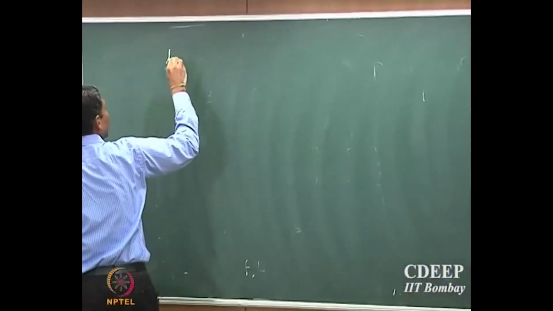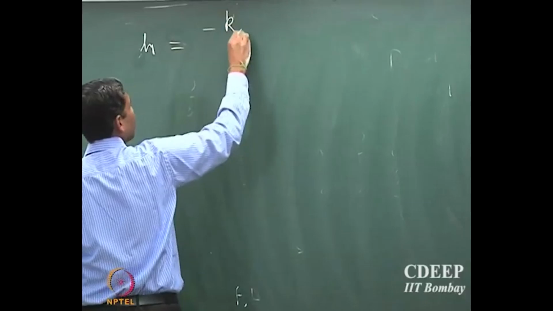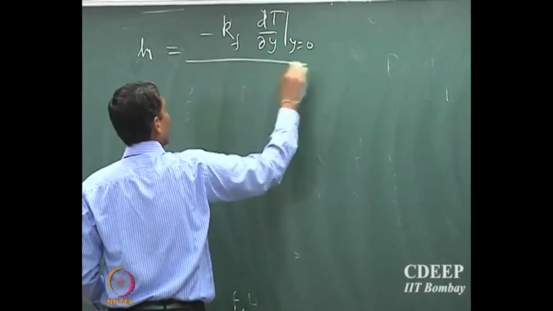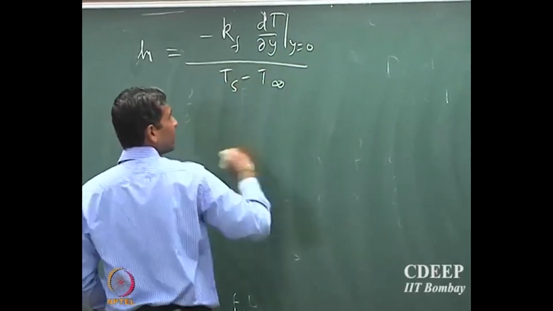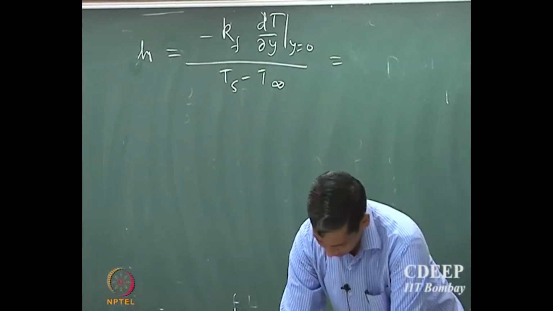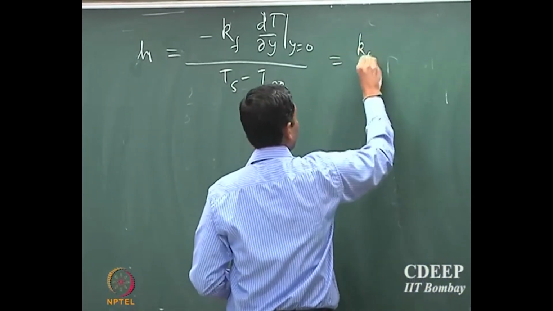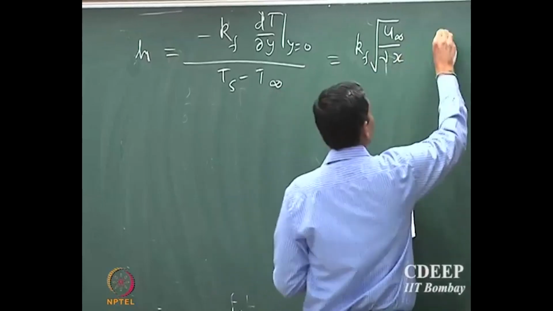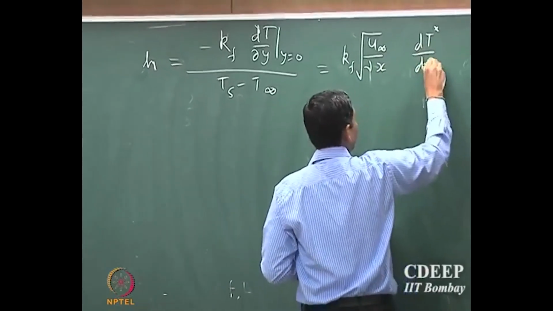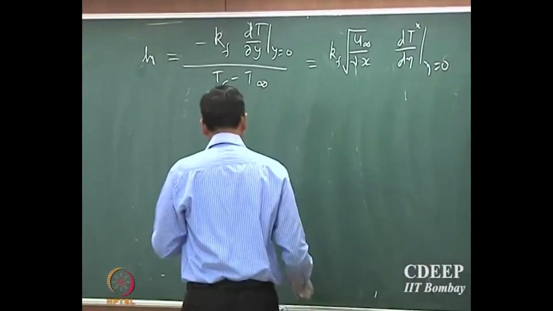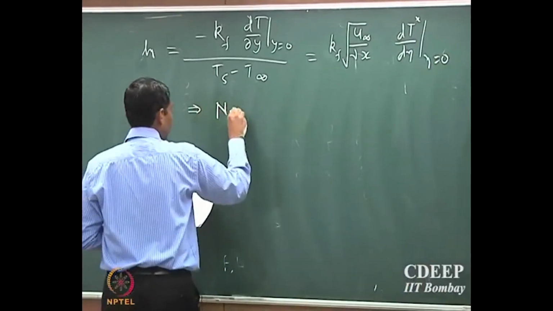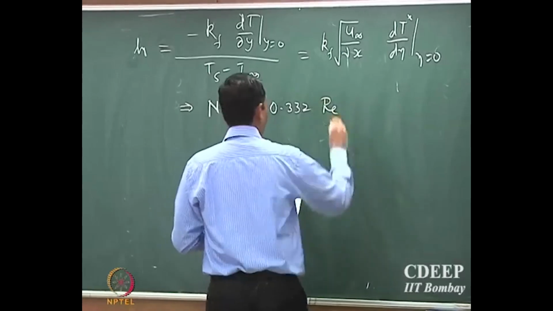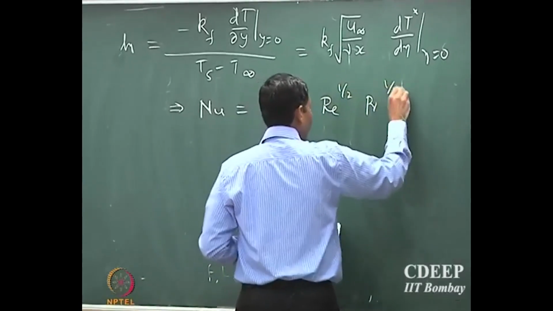So the heat transport coefficient is minus k dT/dy at y equal to 0 divided by Ts minus T infinity. So we introduce all the scaling, and that will turn out to be Kf into square root of u infinity by mu into x into dT star by d eta at eta equal to 0. And so from here you will find that the Nusselt number is equal to 0.332 Reynolds number to the power of half into Prandtl number to the power of 1 by 3.